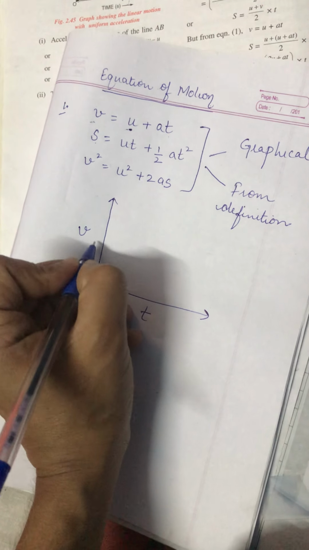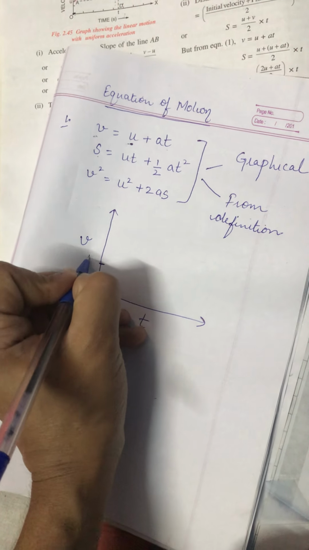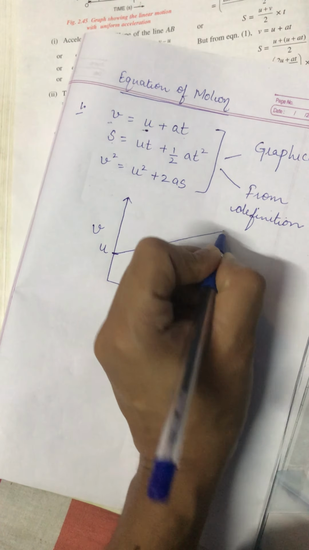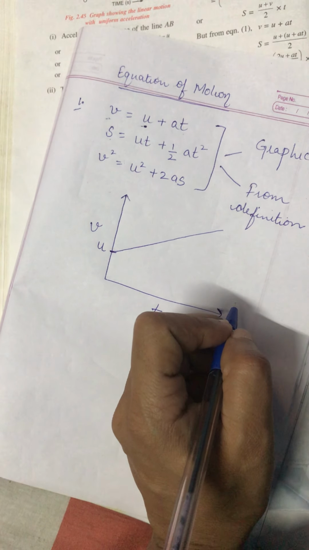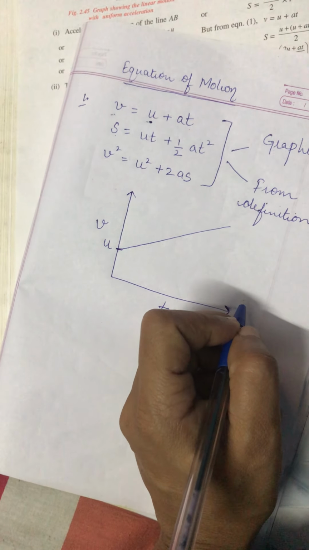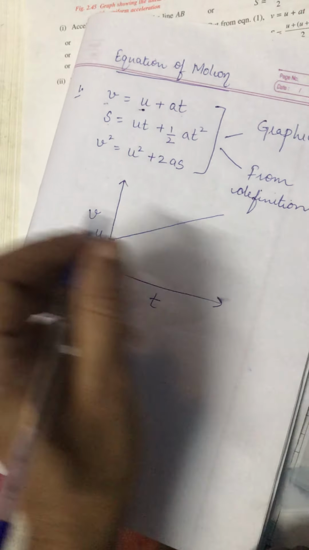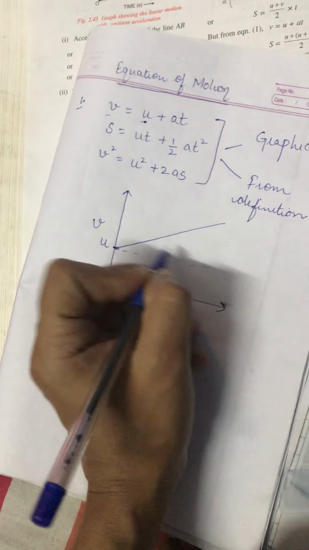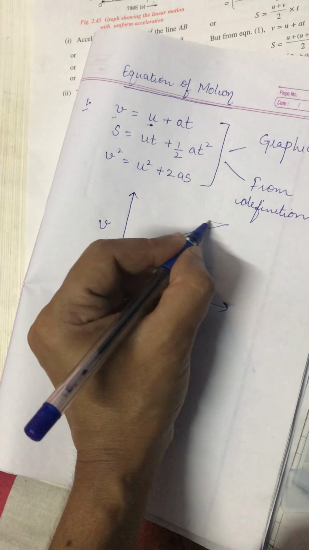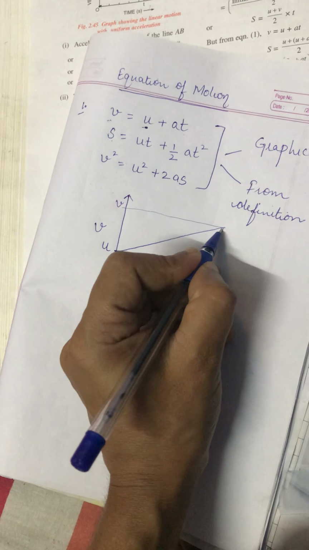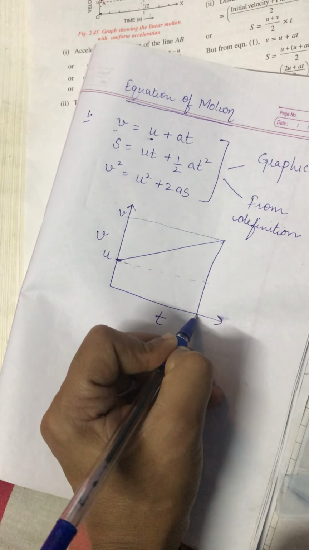For the velocity time graph, I have mentioned that this body is having some initial velocity u, and then it's showing a linear motion. So which kind of graph is it? You should know which kind of graph it is. So this is our initial velocity u, and this is our final velocity v, and this is what our graph is.